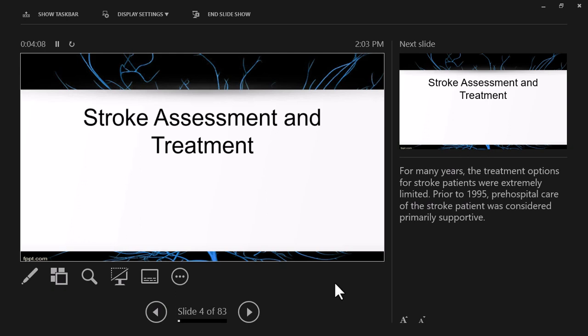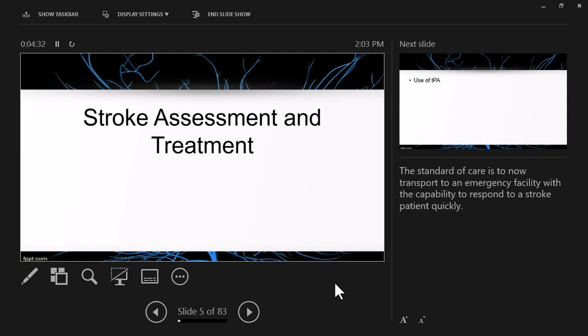Well, about 20 years ago, that began to change. And so now today, stroke patients, if it's recognized early enough, and if they are transported to definitive care, you can completely reverse the effects of a patient having an ischemic stroke. Nothing you can do about a patient having a hemorrhagic stroke. We'll talk more about that in just a minute.